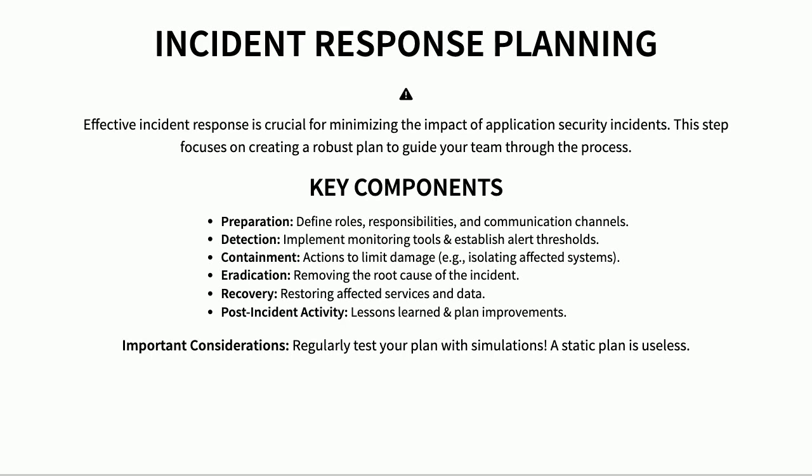First, preparation, which means clearly defining who does what and how everyone communicates during an event. Then, detection, setting up tools that can spot potential issues and creating alerts so you're notified quickly. Next is containment, which involves taking immediate steps to stop a problem from spreading. We'll also look at eradication, removing the actual cause of the incident, recovery, restoring your systems back to normal, and finally, a critical post-incident activity phase where we learn from what's happened and improve our plan for the future. Don't forget, regularly testing your plan with simulated incidents is key. A perfectly written document that's never used is completely useless.